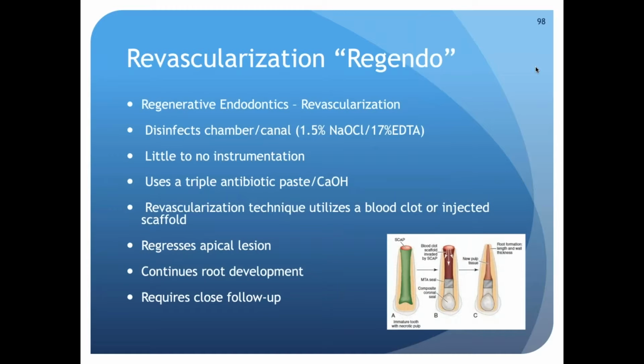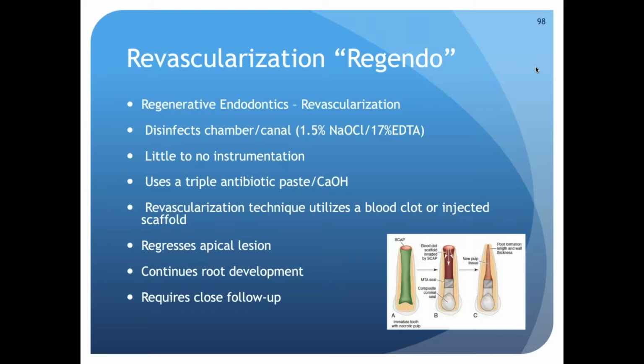So this is kind of new revascularization, or what they call Regendo. Basically what's happening here is we have mesenchymal cells in the apex, these SCAPs, that we're trying to stimulate to regenerate the pulp. So we're disinfecting the chamber. Again, we have an immature apex here. We're disinfecting the chamber. We're not instrumenting it very much.